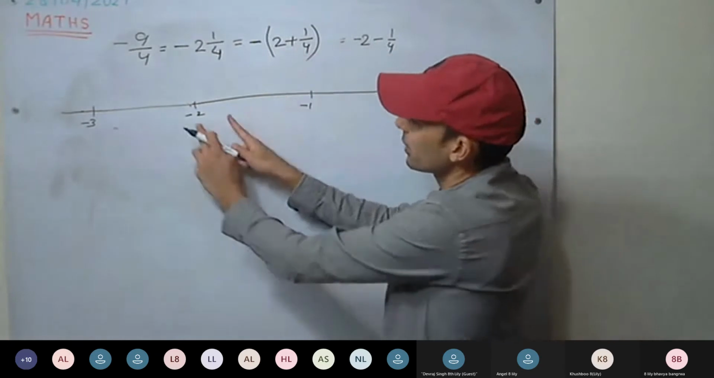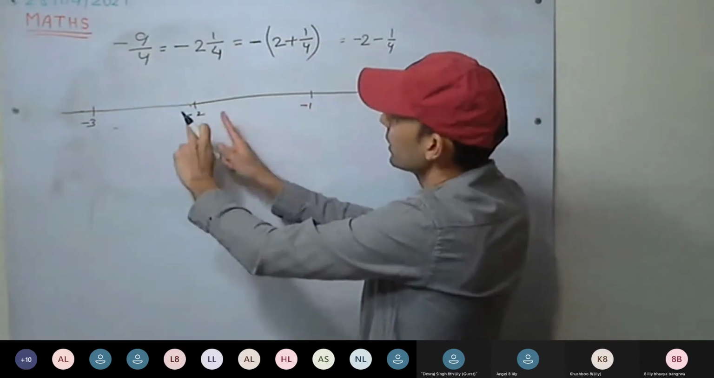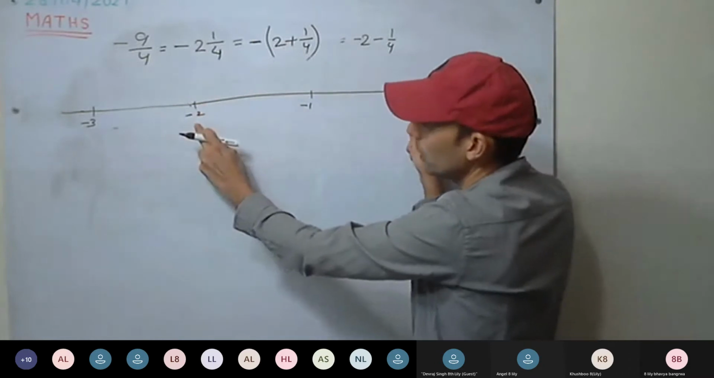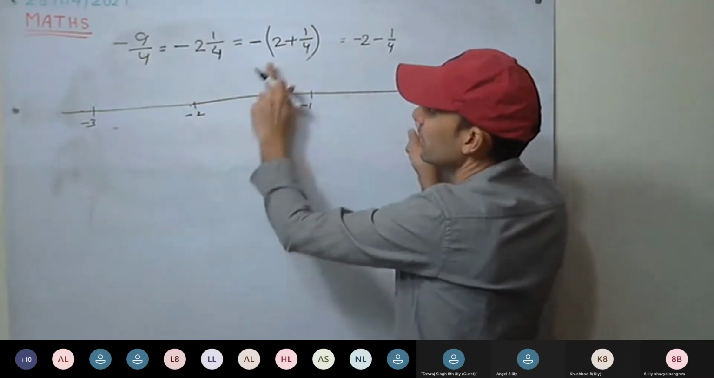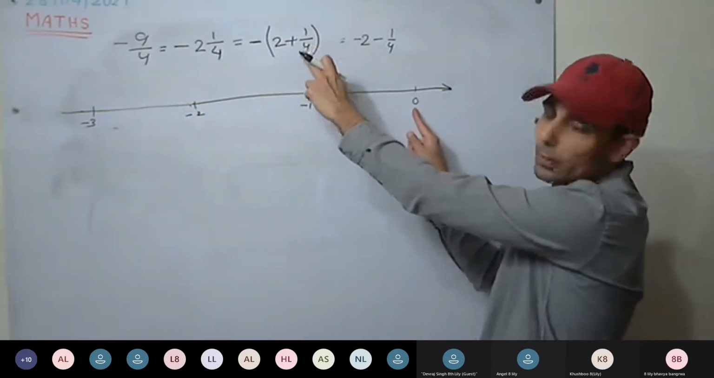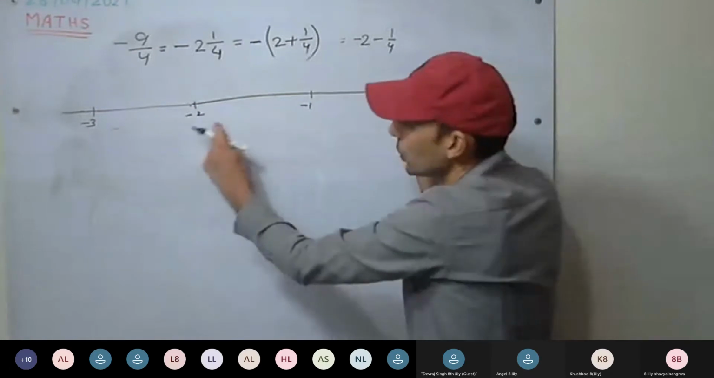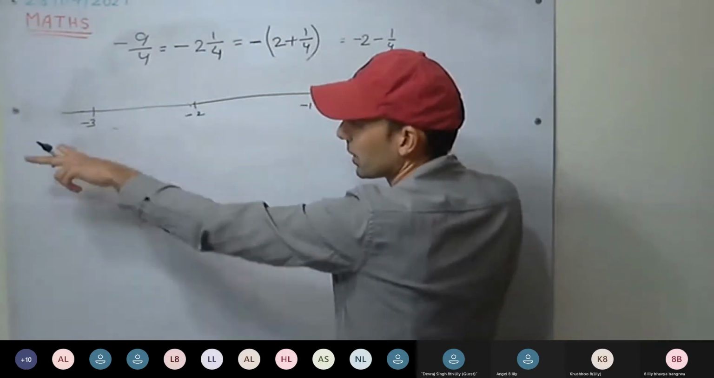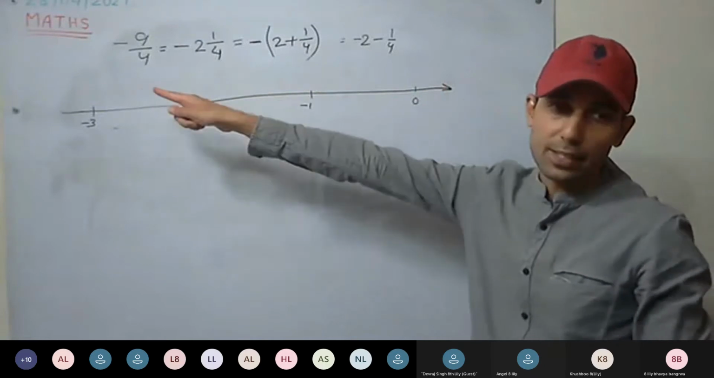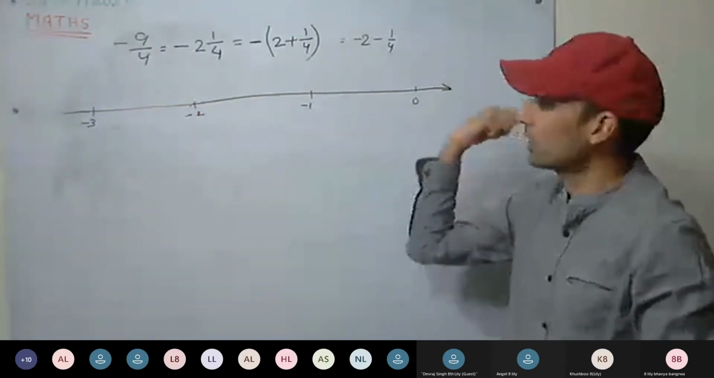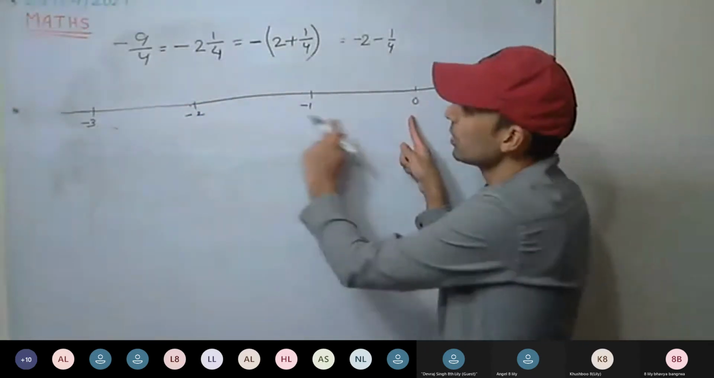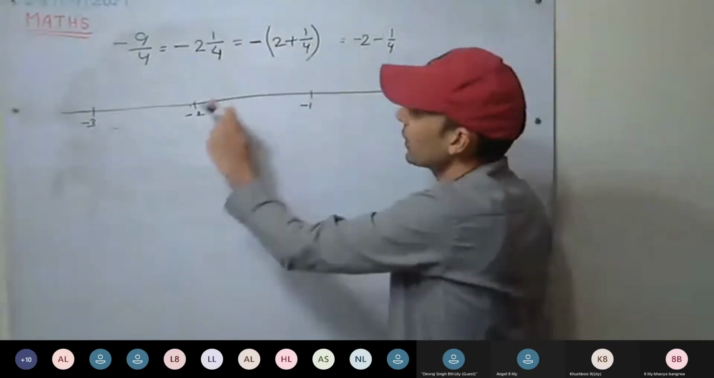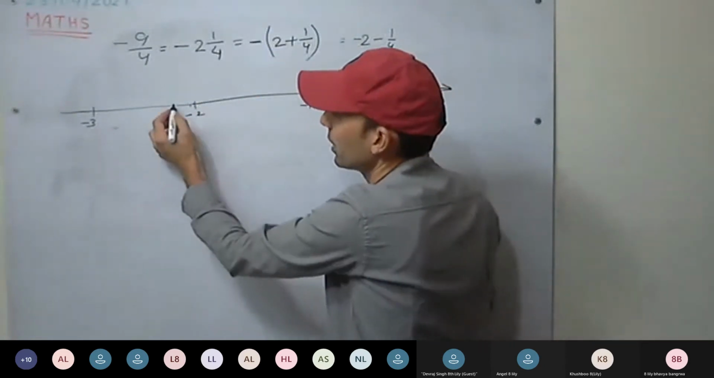So it will lie where? Minus side, then 2 1 by 4 length from 0. 2 again 1 by 4 length. Minus of 2 plus 1 by 4 length. So 2 length minus 2 length, then 1 by 4 in negative direction. This is our negative direction. This is positive direction. So negative direction 2 1 by 4. Okay, so it will lie between minus 2 and minus 3.